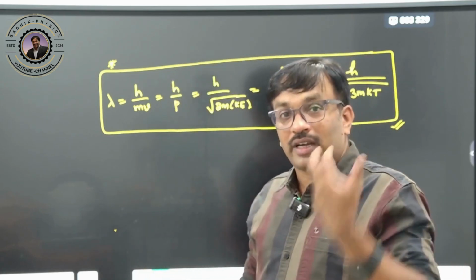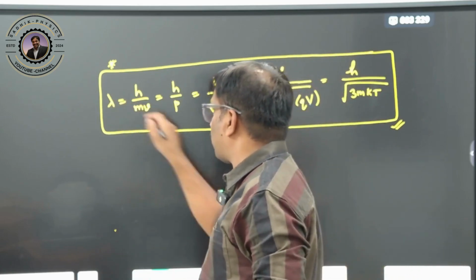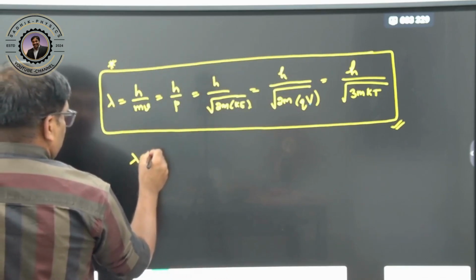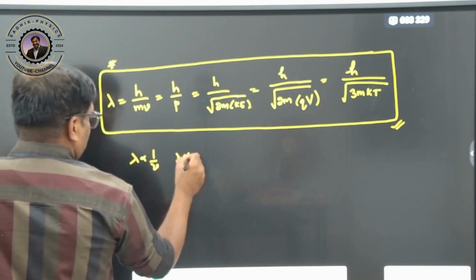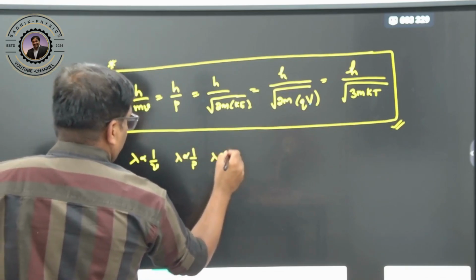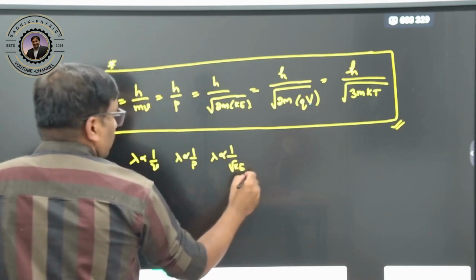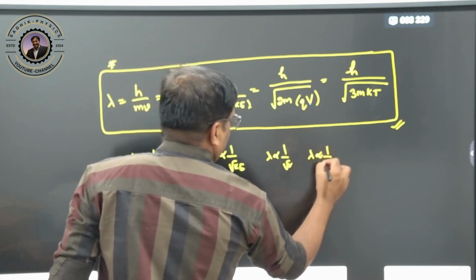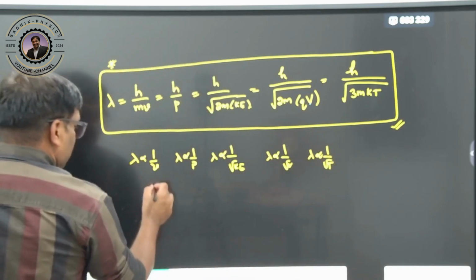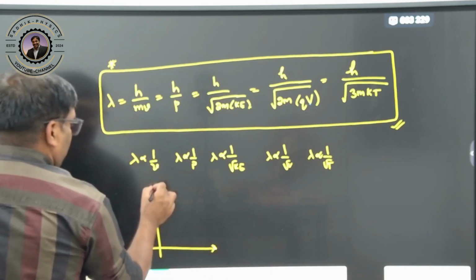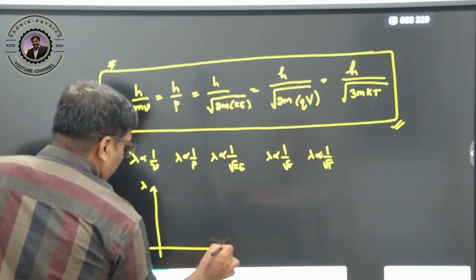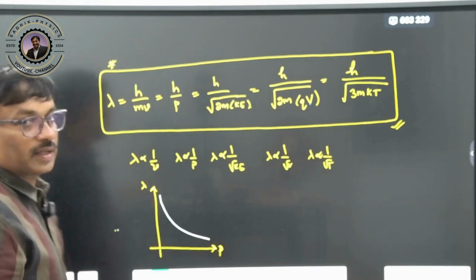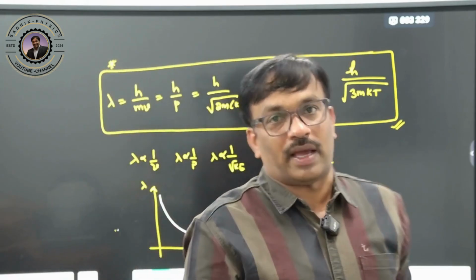They may ask you the graphs related to this one. How will the graphs be? It is an inversely proportional graph, momentum inversely proportional graph. Wavelength is inversely proportional to the velocity, wavelength is inversely proportional to the momentum, wavelength is inversely proportional to the root of kinetic energy. So wavelength is inversely proportional to the square root of V, and wavelength is inversely proportional to the square root of T. So you can draw it as wavelength versus momentum or velocity, and it is an inversely proportional graph. Clear? So in this way, they may ask you the graph.